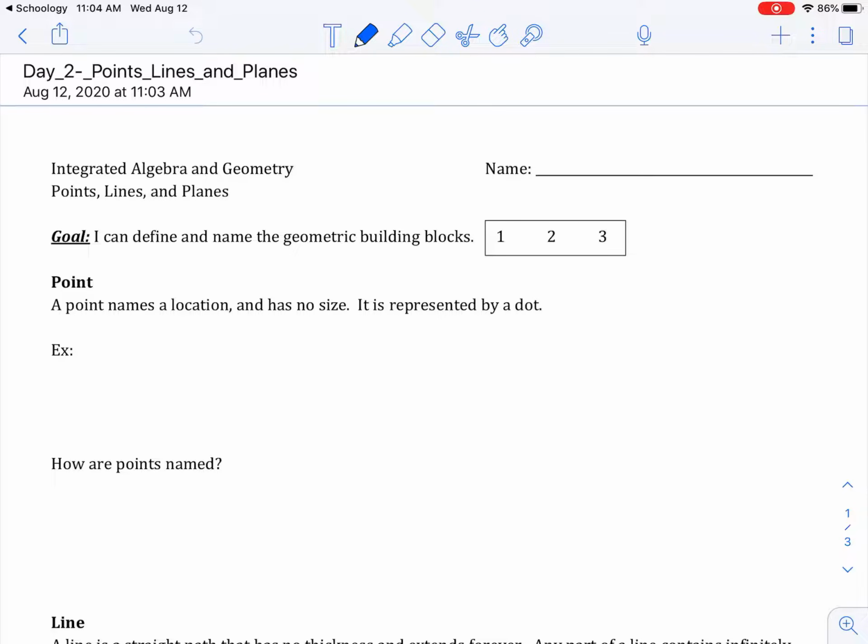Okay, also what I would like for you to do is take these notes from Schoology and send the blank copy to Notability. That way when I say go ahead and pause the video and try these problems, you can pause the video and try those problems. So, goal, like I said, I can define and name the geometric building blocks.